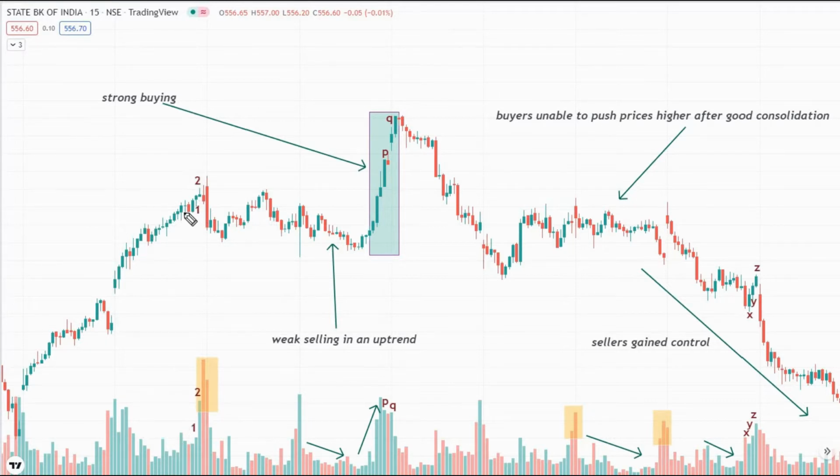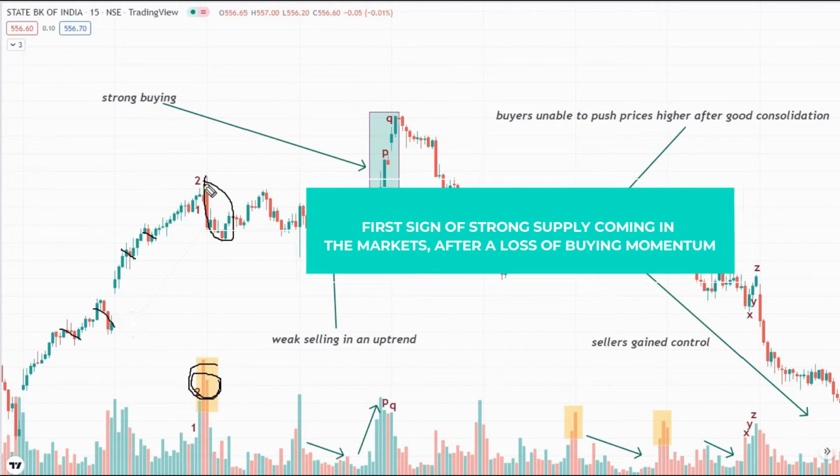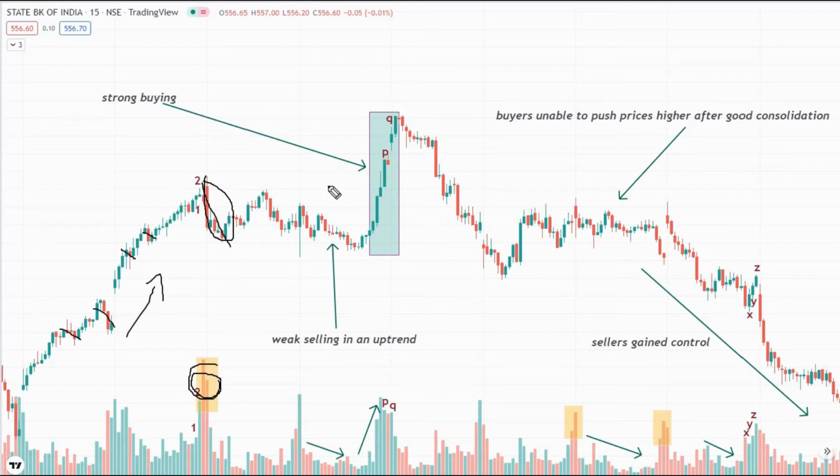Now we see a sharp pullback with good volumes. Earlier what was happening? The pullbacks were very small and narrow. Now with good volumes we are seeing a deep retracement in this uptrend. So this is another indication that this uptrend is now getting weaker and weaker, and buyers are losing momentum.